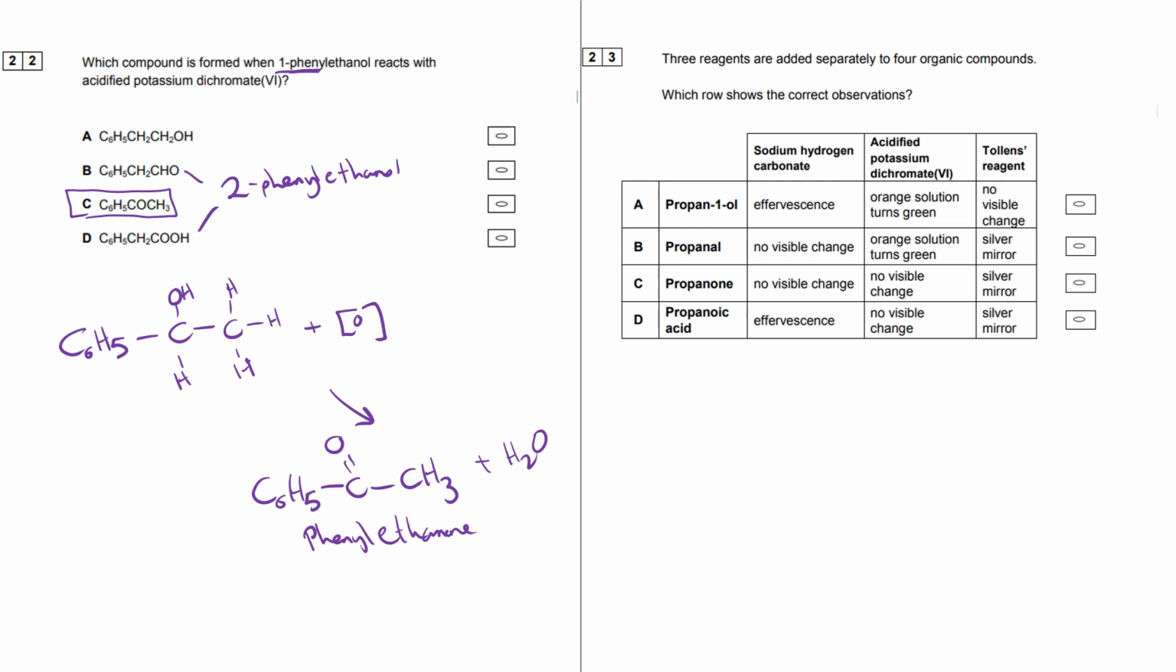But 1-phenylethanol is a secondary alcohol. It's going to form a ketone, which we can see here. Question 23. Three reagents are added separately to four organic compounds. Which row shows the correct observations?